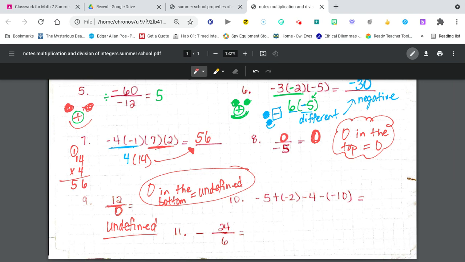It just means you can't take 12 people and put them in groups of 0, or 12 pencils and put them in groups of 0, or 12 apples and put them in groups of 0. You can't take 12 anything and make a group of 0. You got to at least have a group of 1, okay?